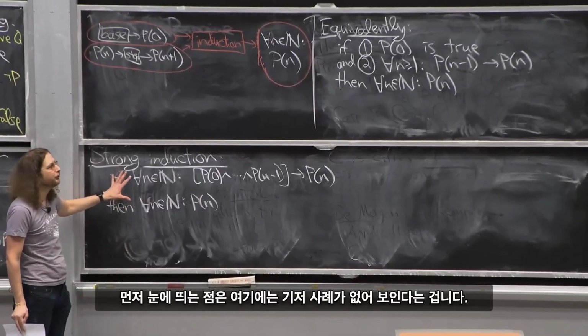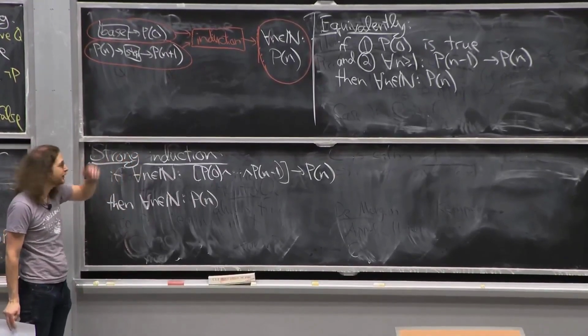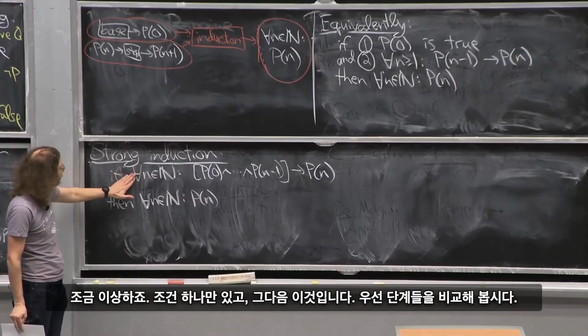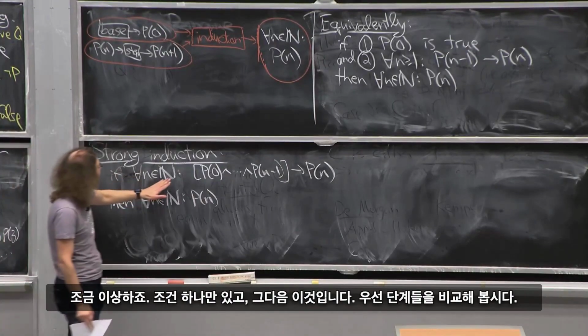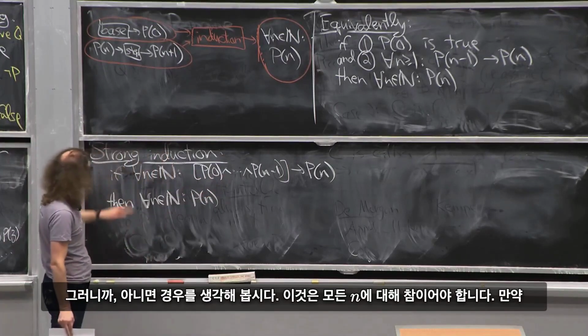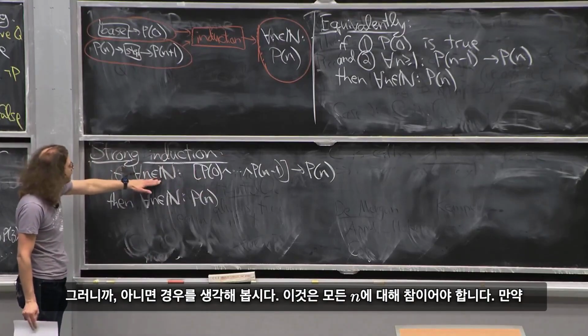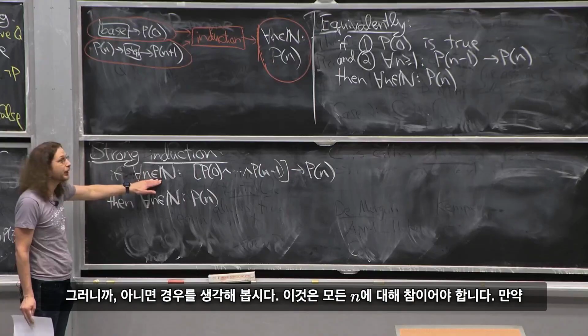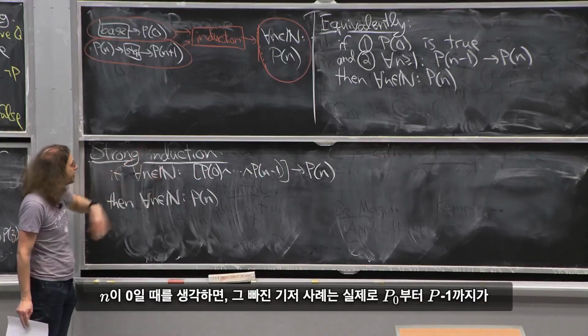First thing maybe to notice is that it doesn't seem to be a base case here, which is a little weird. It's just one condition, then this. Let's compare the steps first of all. Or I guess let's think about the case. This has to be true for all n. If we think about when n equals 0, that's the missing base case.